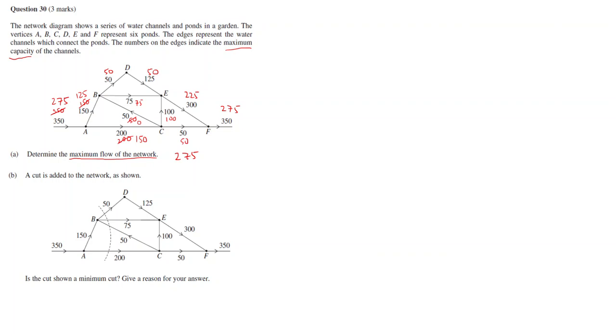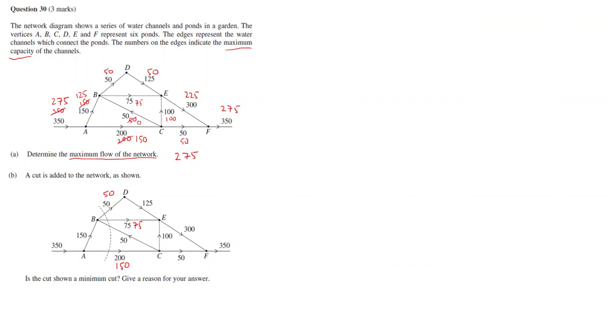Next, what we need to do is, there's a cut that's been made here, and what the question is asking is whether it is a minimum cut. Now, a minimum cut is where the capacity and the flow are the same. We have worked it out. Let's consider the edges. You've got 50 over here, you've got 75 over here. This direction is not going to be considered for the cut, and you've got 150 over here.